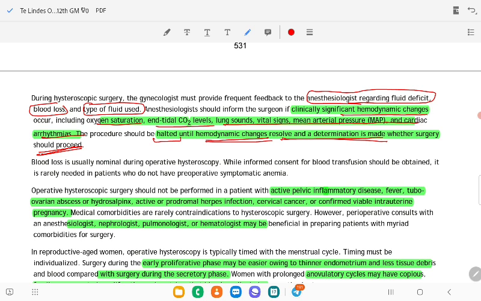Blood loss is usually nominal during operative hysteroscopy, while informed consent for blood transfusion should be obtained. It is rarely needed, but you should take the consent beforehand.